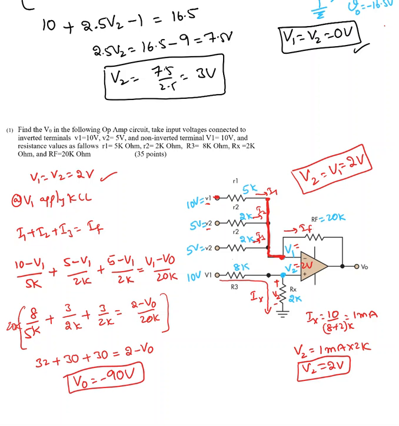As usual, since he didn't give us the V plus and V minus power sources here, I'm going to say my V0 is minus 90 volts. But as usual, if he gave you V plus V minus values, it is going to clip at that voltage.